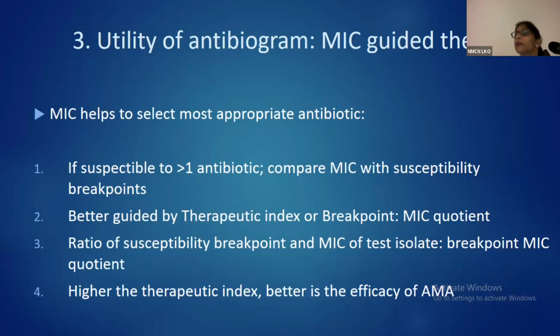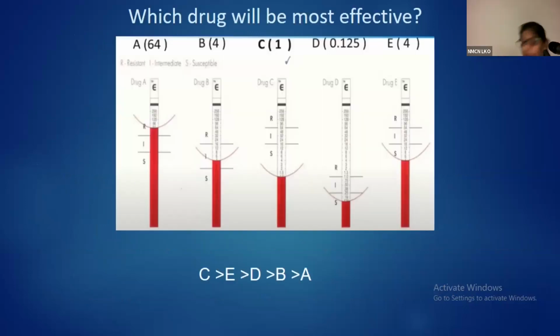Earlier, it was known as therapeutic index, which is a misnomer. Therapeutic index should not be used. This term should not be used. Instead, BMQ should be used. This is the breakpoint MIC quotient. And the higher the BMQ, the more efficacious is the drug. This can be explained by this example.